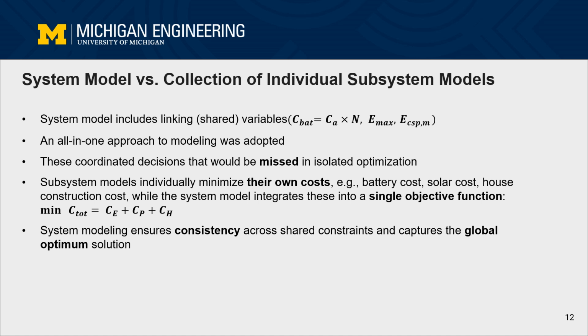Subsystem models individually minimize their own costs, while the system model integrates these into a single objective function. And modeling the system captures a global optimal solution and avoids suboptimal combinations that occur if the subsystems are designed in isolation and then combined.